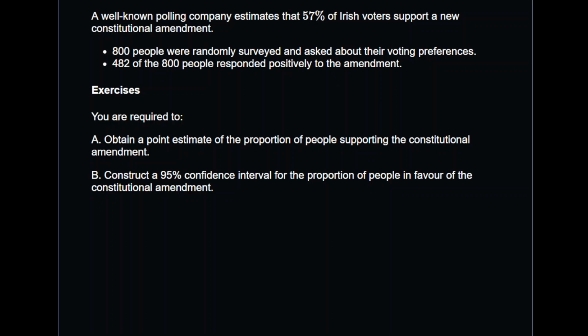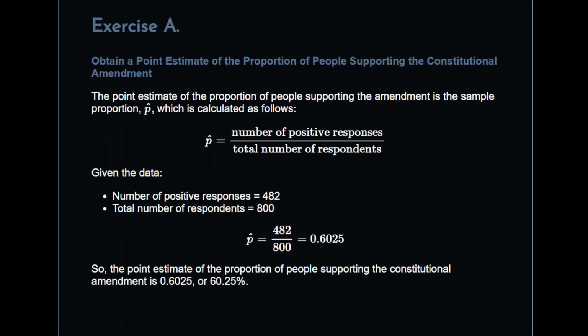So, exercises. You are required to: A. Obtain a point estimate for the proportion of people supporting the constitutional amendment. B. Construct a 95% confidence interval for the proportion of people in favour of the new constitutional amendment. Okay, so let's go to exercise A here.